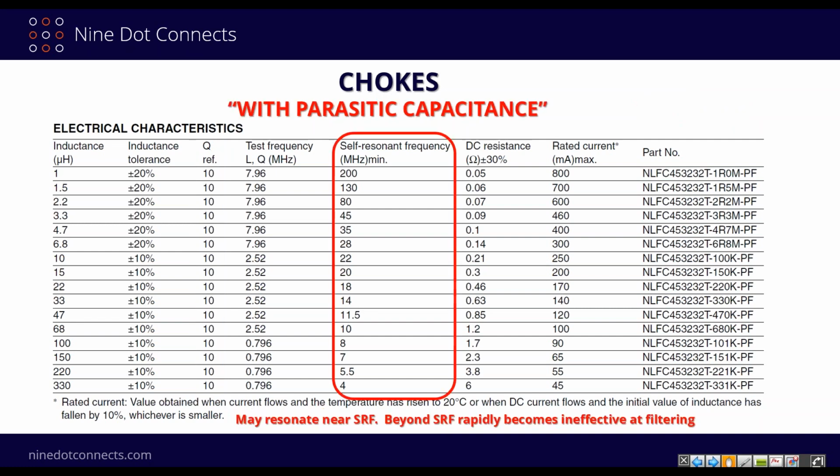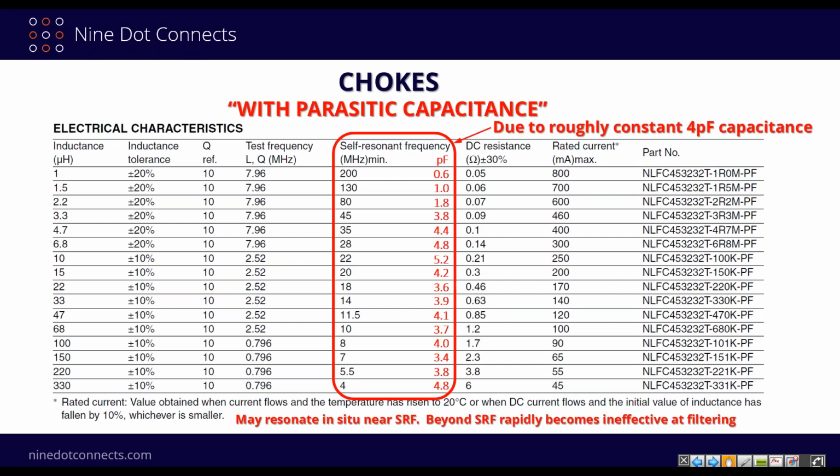Also, they have self-resonant frequencies. Of course, there's some intrinsic capacitance inside because they have pins and wires, and there's interwiring capacitance, etc. We'll look at how much in just a minute. Note that at the self-resonant frequency, this thing changes from being inductive to capacitive, and these frequencies may be well lower than what you're trying to actually choke out. So beyond the self-resonant frequency, it'll become rapidly ineffective at filtering. So if I'm trying to filter out 300 megahertz, and I'm trying to use the largest one down at the bottom that has a self-resonant frequency of 4 megahertz, that's not going to work really well at all.